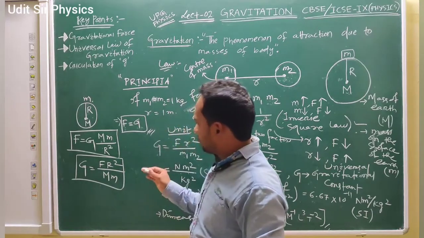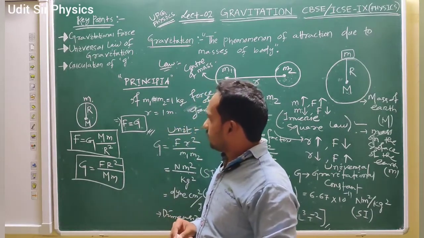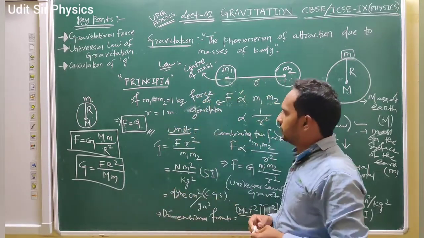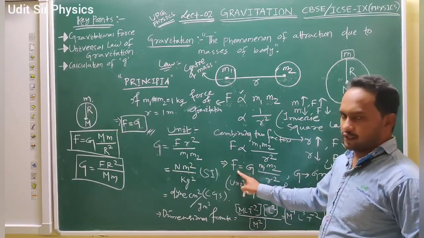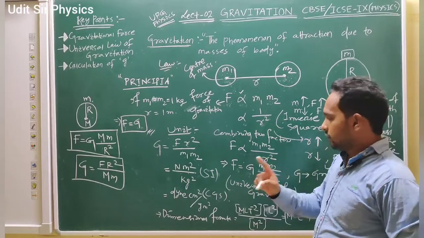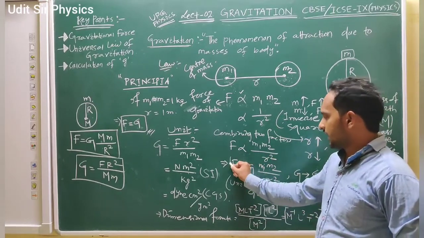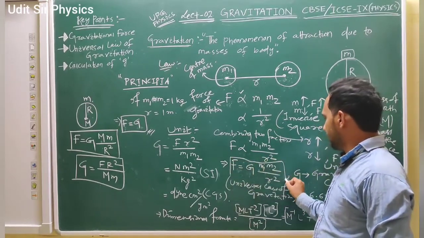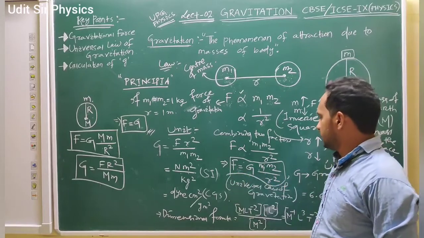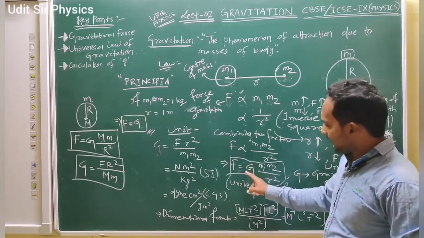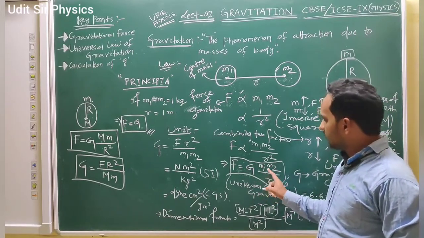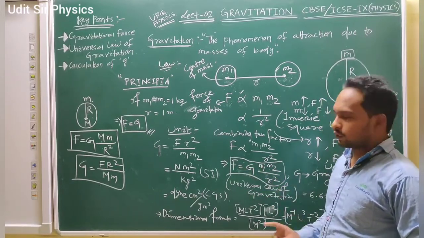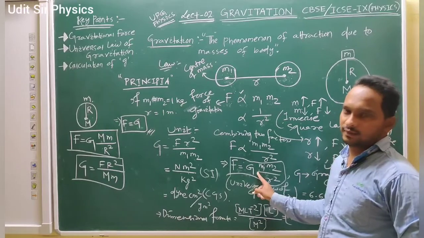First of all, we should know the formula for the force of gravitation. Remember it, store it in your mind: F equals G m1 m2 by r square. Here you can also find out the distance between the two masses. So remember this formula first.